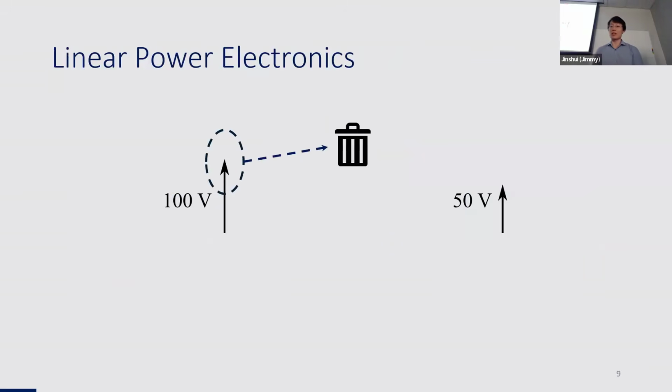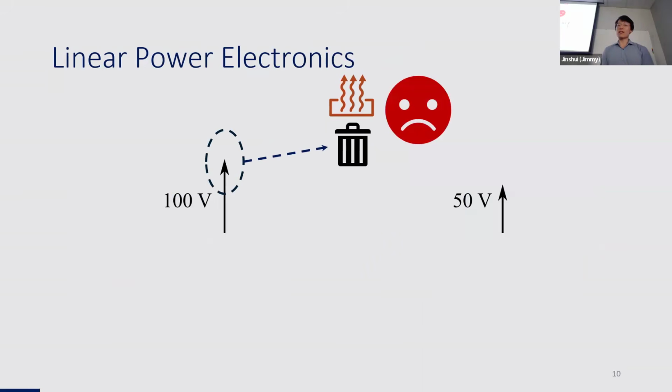Well, the easiest solution is to throw the extra 50 volts away, and that's how linear power electronics work. It works for some low power scenarios, but not for any high power applications. It just wastes too much energy. So here we lose as much as we get. So instead, all the high power electronics are built on switching mode. And here is how switching mode works.